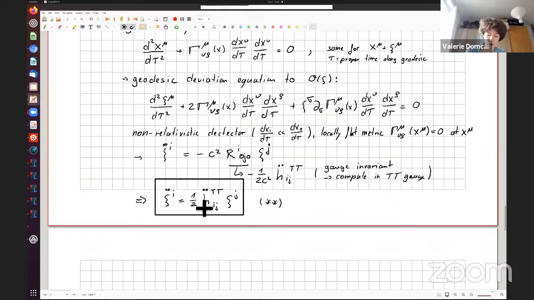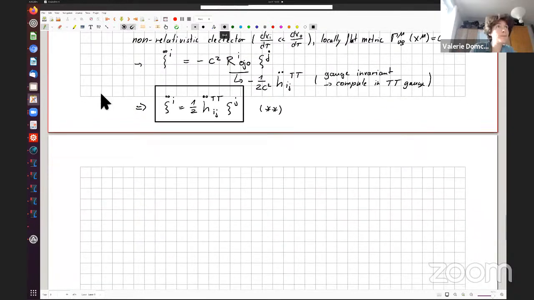And the reason you have the two time derivatives here is that the Riemann tensor came from the Christoffel symbol, and the Christoffel symbol had all these derivatives acting on the metric. So now we can actually solve this equation.